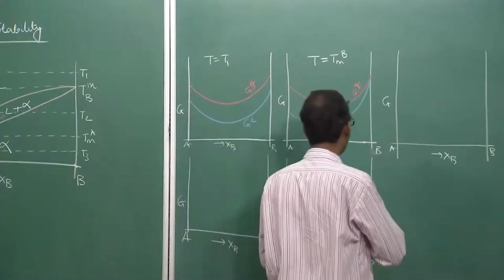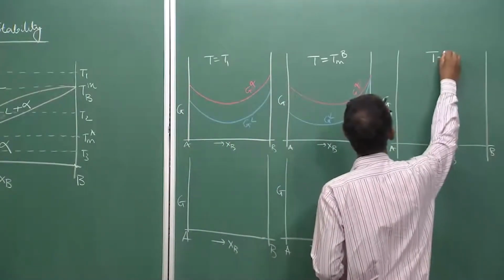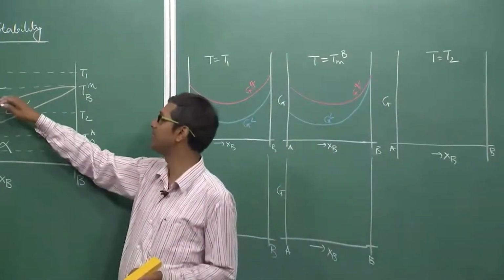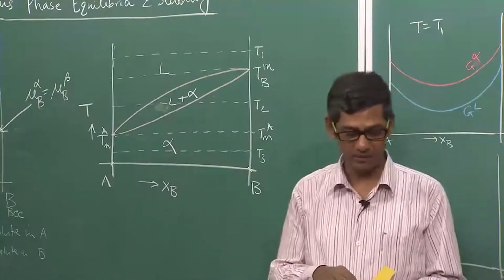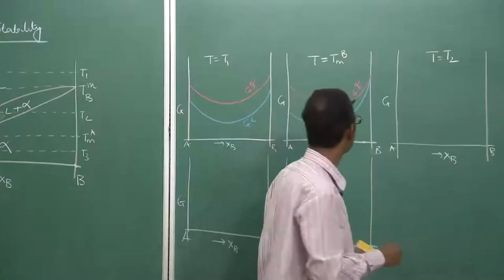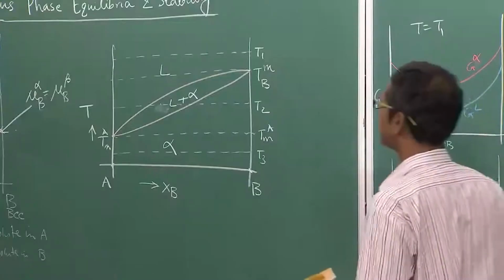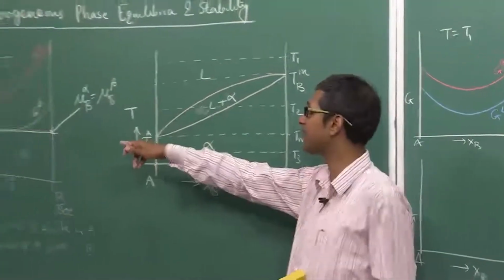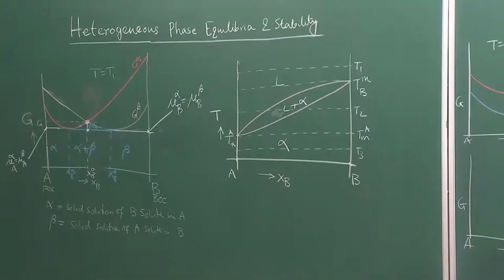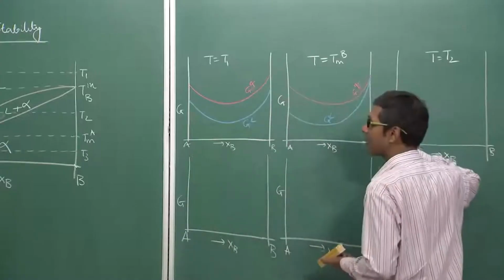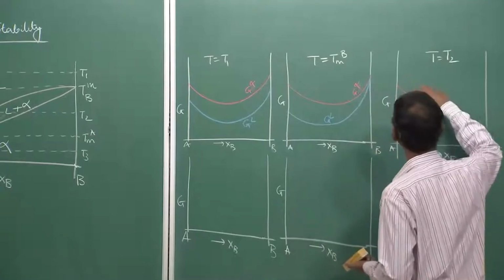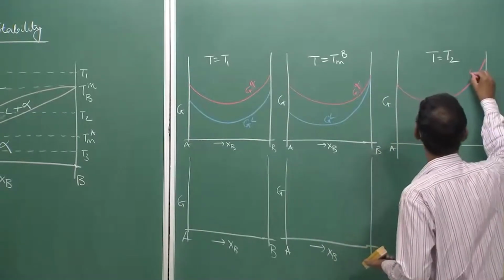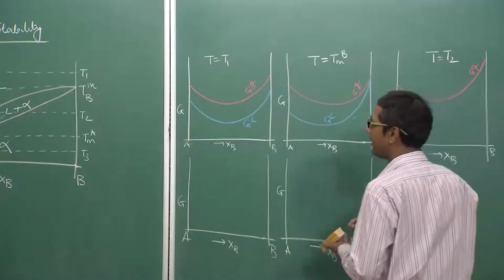Now what happens when I draw at temperature T equal to T2? That is the temperature between these two phase fields. Let us see what happens. First, obviously, because both phases are stable, there must be a crossover, as I told you. From the first diagram it is very clear there will be a crossover. So liquid and alpha, sorry, this is alpha, not liquid, and correct.